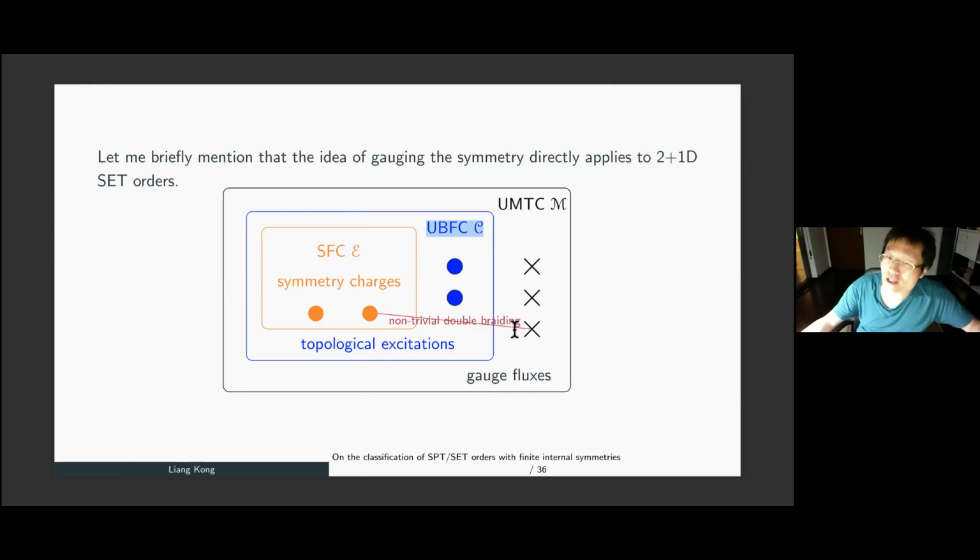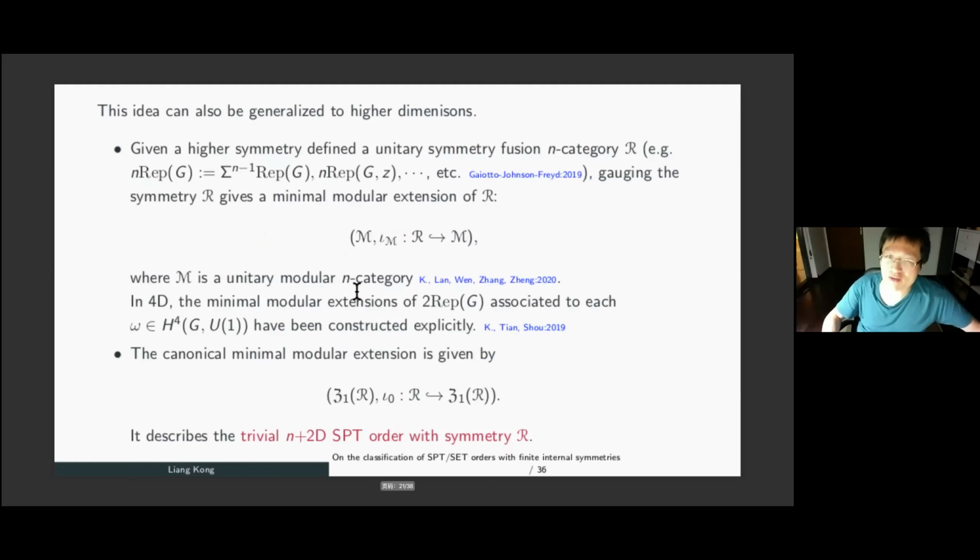So you need to add additional particles, which are called gauge flux, to gauge the symmetry. That means you need to add certain particles outside the E and C, that's inside M. Add gauge flux which has non-trivial double braiding with at least one symmetry charge. That's the minimum condition, similar to the previous one. So this idea carries on. We can find the mathematical description of SET.